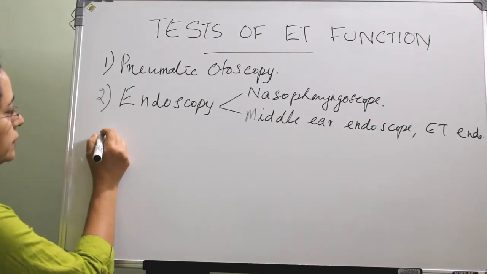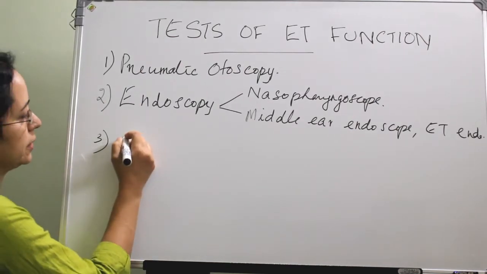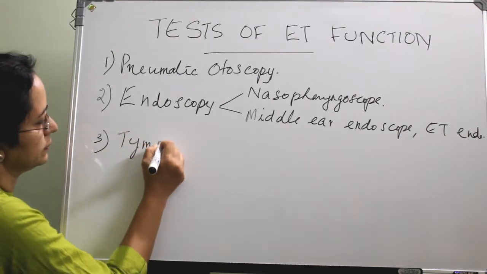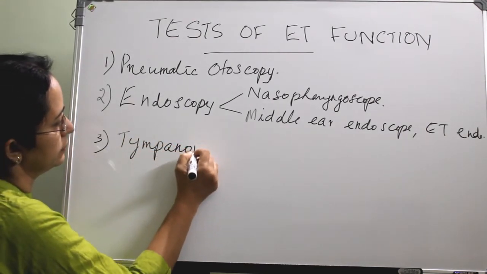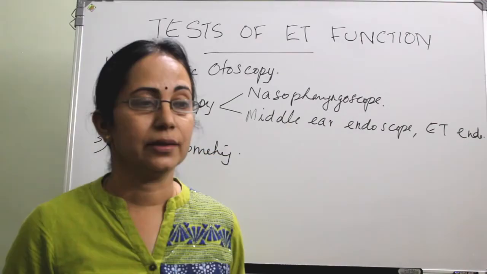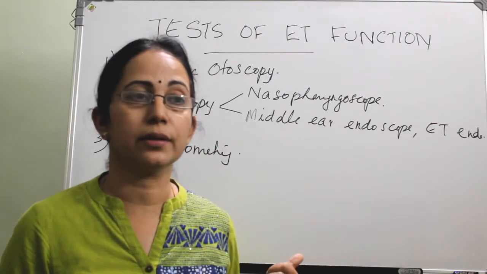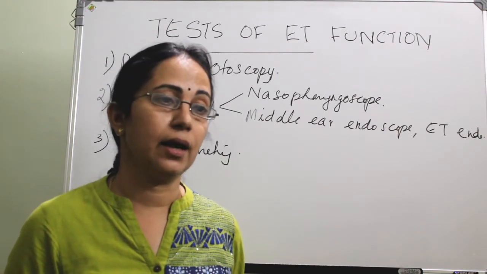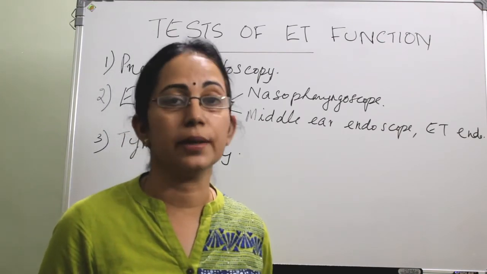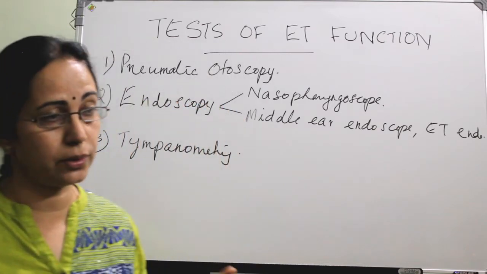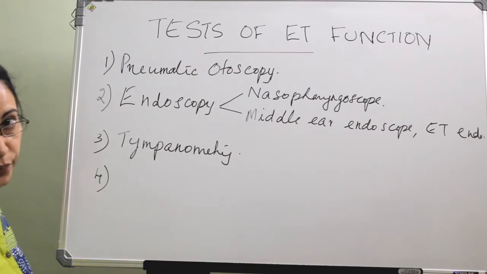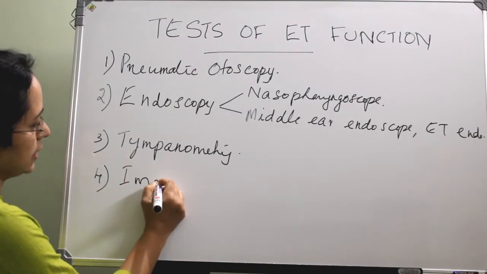And the third one is impedance audiometry or tympanometry. The impedance audiometry, along with the details on different types of tympanometric curves, I explained in my class on impedance audiometry. I am not repeating. And the fourth test of Eustachian tube function is imaging studies.